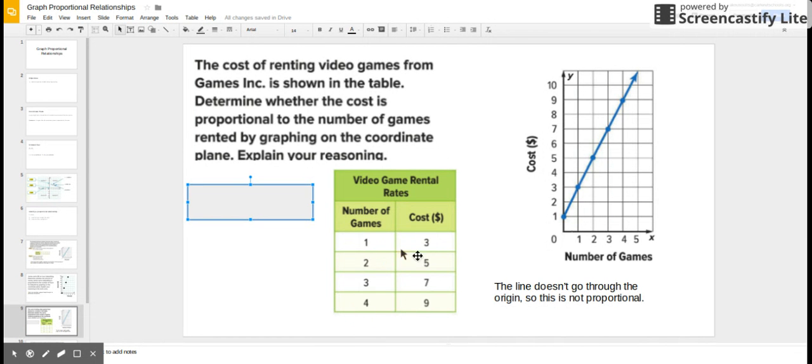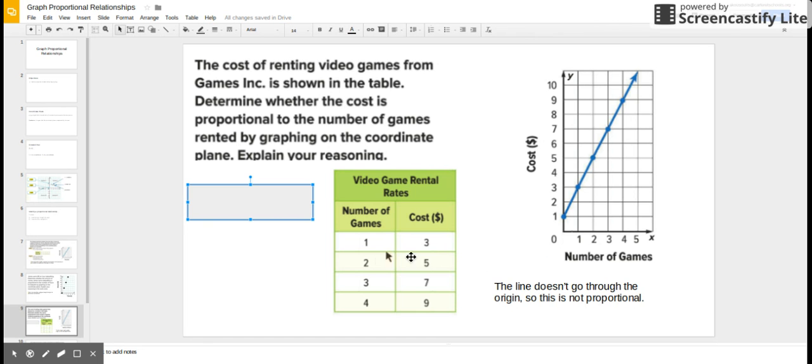So I have the number of games. If you buy 1 game, it costs $3. If you buy 2 games, or I should say rent games, right? If you rent 2 games, it's $5. So 1 game is $3, 2 games is $5. 3 games is $7. 4 games is $9.